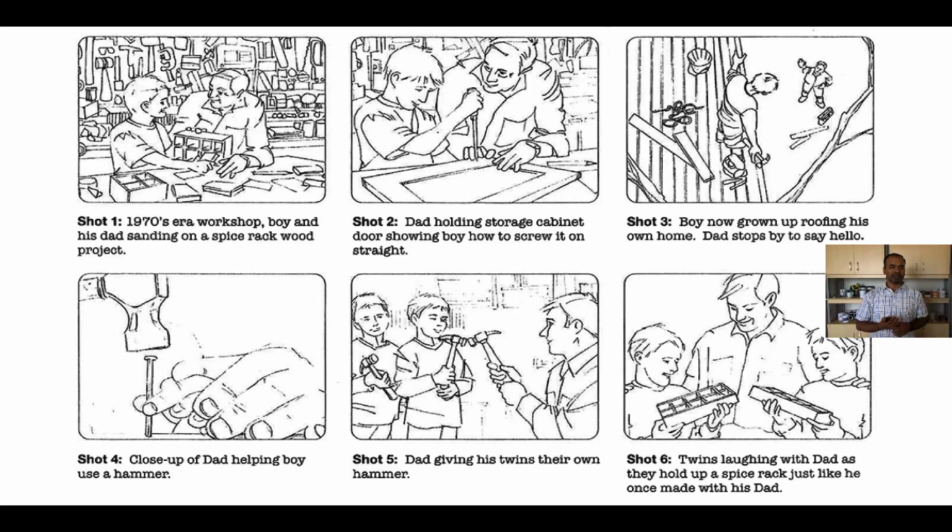It says: shot 1, 1970 era workshop, boy and his dad standing on a spice rack wood project. Shot number 2, dad holding storage cabinet. Shot number 3, boy now grown up roofing his own home. Shot 4, close up, dad helping boy use a hammer. Shot 5, dad giving his twins their own hammer. Shot 6, twins laughing with dad as they hold up a spice rack, just like he once made with his dad, right?